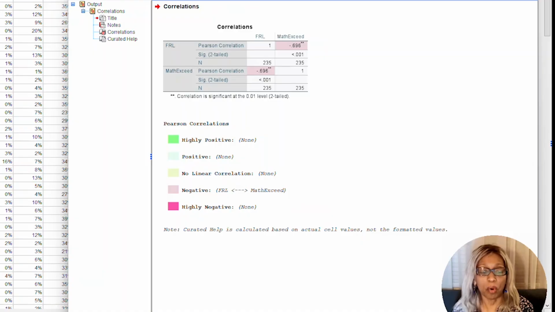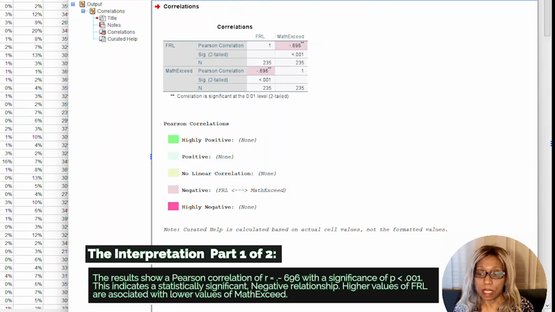A negative correlation of negative 0.696 with a significance of p less than 0.001 indicates that, again, with a negative correlation, r equals negative 0.696, higher values of FRL are associated with lower values of math exceeds.